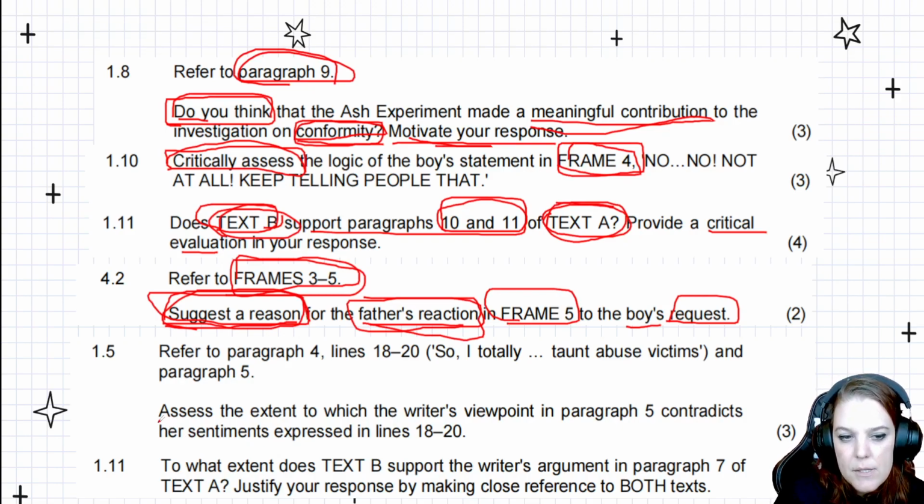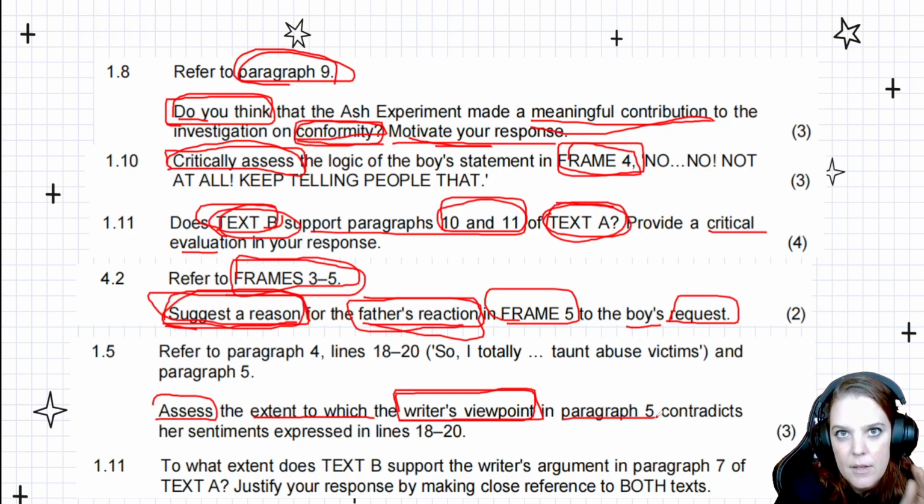All right, some big words here, right? So assess. Okay, the extent to which. Right, so we have the writer's viewpoint, so we need to identify the writer's viewpoints. What is the viewpoint of the writer in paragraph 5, again focusing on that paragraph? Contradicts. Okay, so what does this word mean, contradicts?